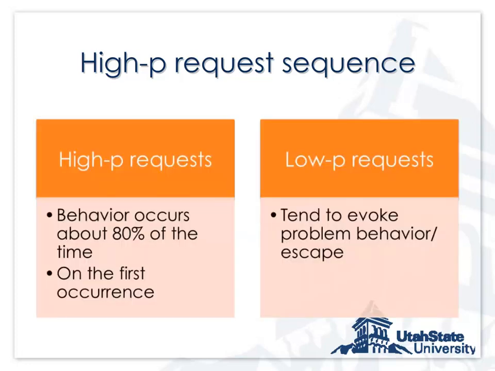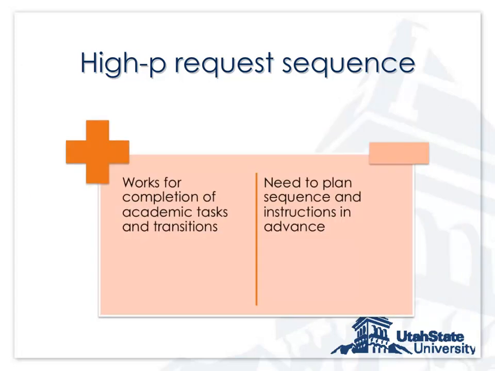It helps if we define high probability requests. High probability requests are requests that are being followed about 80% of the time on the first request. Low probability requests are less likely to be complied with or tend to generate problem behavior. High probability request sequences are an effective strategy to promote compliance with difficult tasks or transitions. In order to be successfully implemented, instructions will need to be planned in advance.